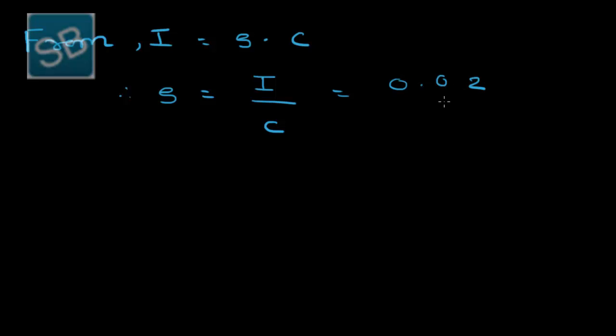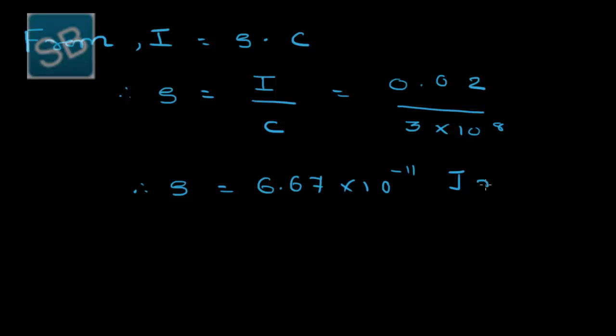And intensity is equal to energy density into the length, but here the length is actually the speed of light. Therefore, energy density I can write down as intensity over speed, that is equal to 0.02 divided by 3 into 10 to power of 8. So the density comes out to be 6.67 into 10 to power minus 11 joule per meter cube. So with this, illustration number 2 is over.